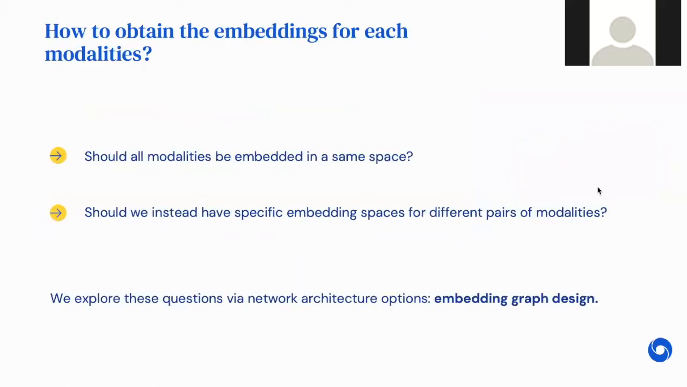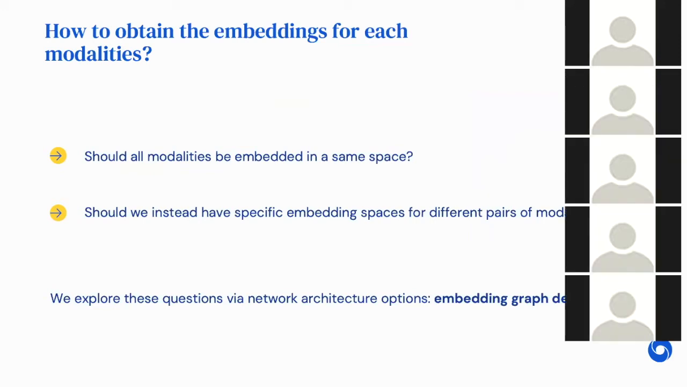So one first question that I touched a bit upon is, when you have those three modalities, how to obtain the embeddings for each modality. For example, before we had a single space because we had only two modalities, the video and the text. But now that we have three, we can ask ourselves, should all modalities be embedded in the same space? Or should we instead have specific embedding spaces for different pairs of modalities? And we are going to explore these questions via network architecture options that we call embedding graph design.